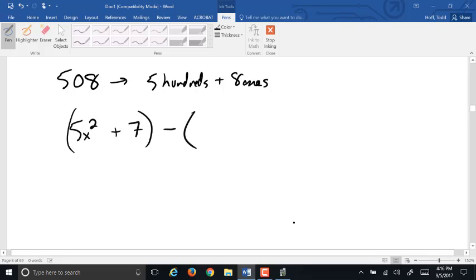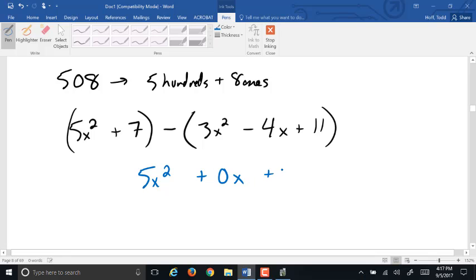Where that can be confusing is if it's 5x squared plus 7 minus 3x squared minus 4x plus 11. To do this subtraction, we have to have all the digits there. So 5x squared plus 7, we're going to have to fill in 5x squared plus 0x plus 7, so that all those place values are accounted for.